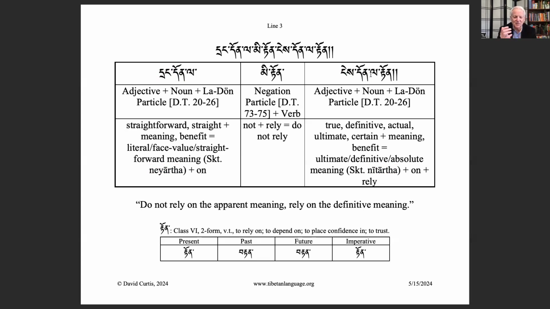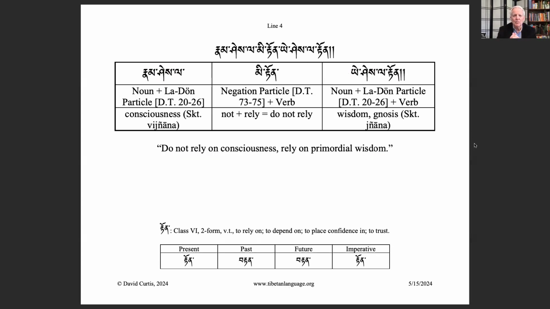Okay, that's line 3. Let's go on to line 4. So we just keep doing this throughout this whole prayer: the spelling, the reading, the analyzing, the translating, and you just repeat that over and over again. You're slowly turning into a reader of Tibetan.